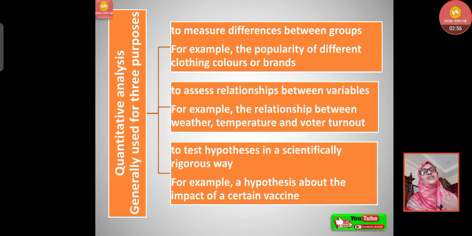Now quantitative analysis is generally used for three purposes. Now let's see what are those three purposes here. Number one, to measure differences between groups. For example, the popularity of different clothing colors or brands. We can check it out. Second, to assess relationships between variables. For example, the relationship between weather, temperature and voter turnout, that we can take. The third one, to test hypotheses in a scientifically rigorous way. For example, a hypothesis about the impact of a certain vaccine. So these are the three purposes this quantitative data analysis is done: to measure the difference, to assess the relationships, to test hypotheses.